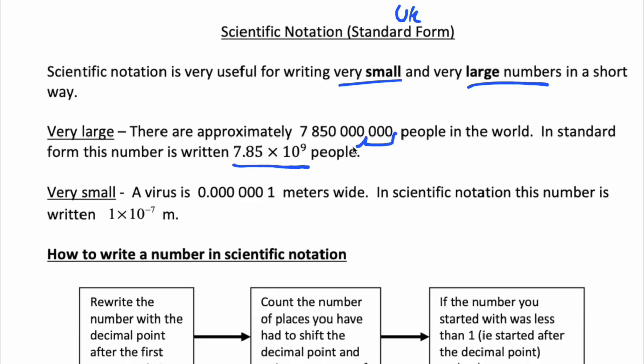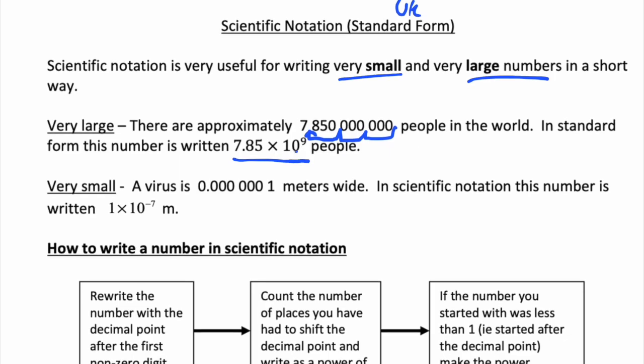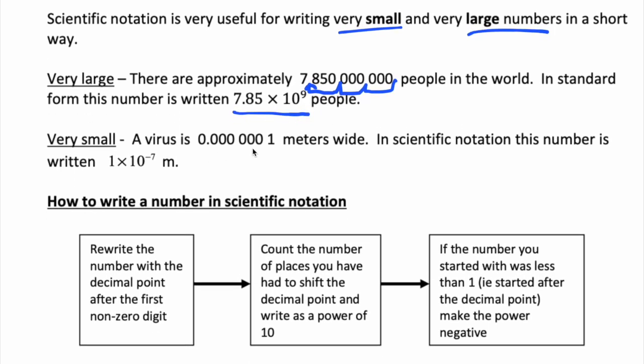Okay, so because this is 9 decimal places up to the 7.85. So the idea is you always have a number between 1 and 10 here. And here you have a power of 10. So you can instantaneously see how large the number is. Okay, like a virus is very tiny, so it's much less than a meter. This is 7 decimal places to go here, so it's 1 times 10 to the power negative 7.